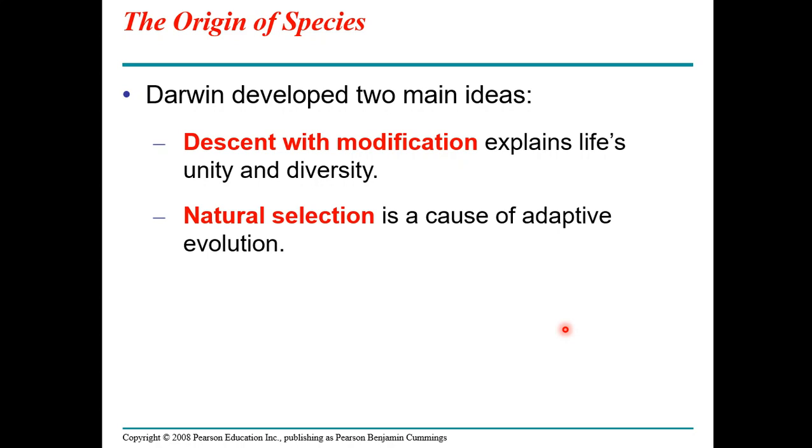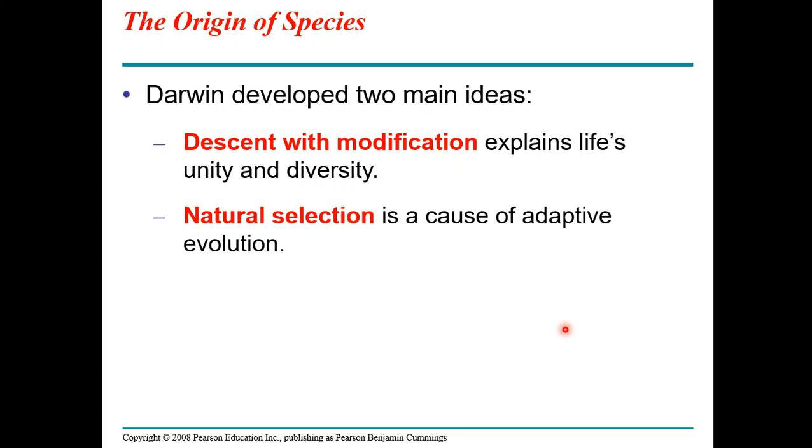So Darwin developed two main ideas. The first one is descent with modification, which explains life's unity and diversity. Unity pertains to the traits of an ancestor that are retained in its descendants, and diversity refers to the modification of characteristics from the ancestor, which can be deleted or added to the descendants. The second is natural selection, the cause of adaptive evolution. It's a mere adaptation. That's why natural selection happens.